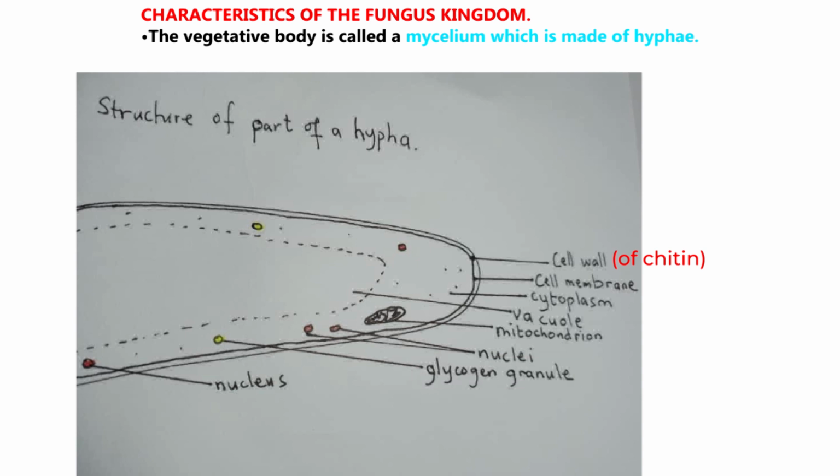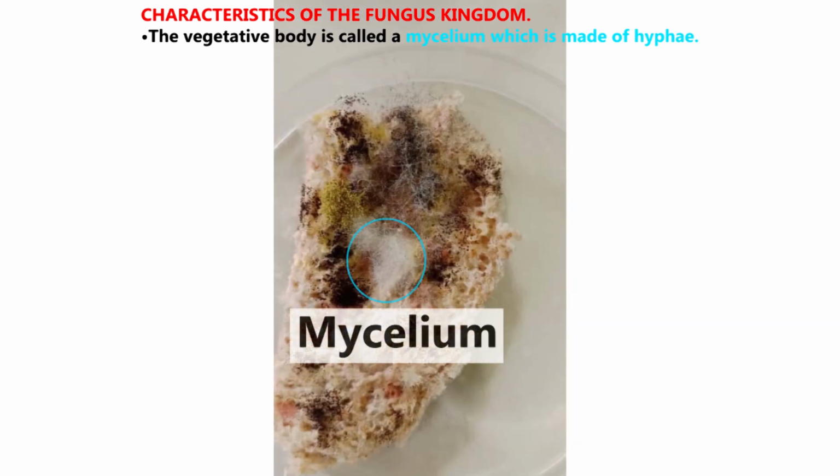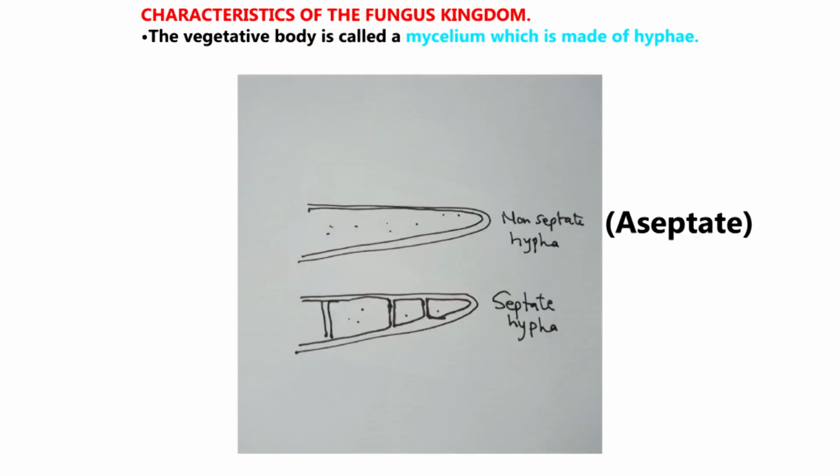Remember, they don't have chlorophyll to photosynthesize. So they don't have starch granules that plants have. They rather have glycogen granules. So this is a hypha, and the mycelium you see there is made up of plenty of hyphae. And there are two types of hyphae. One type does not have any cross walls, so it's aseptate hypha. And another type has cross walls, and they are septate hypha.